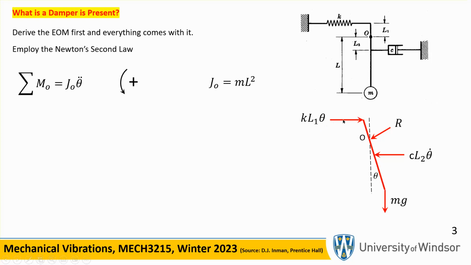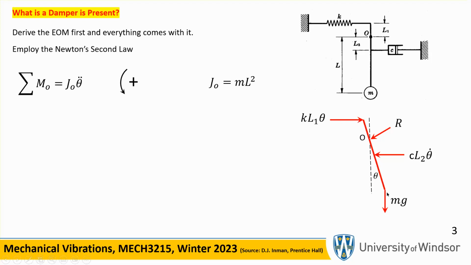This is the force of the spring. And the reason it's like that is because if this thing rotates by the amount theta, it compresses the spring by the amount L1 theta. And if you multiply that displacement by the stiffness of the spring, you're going to get the force.